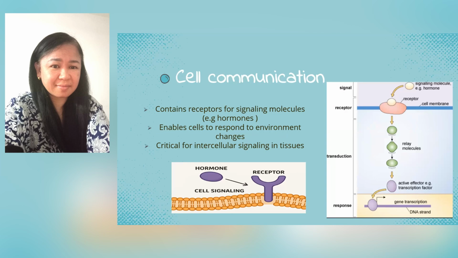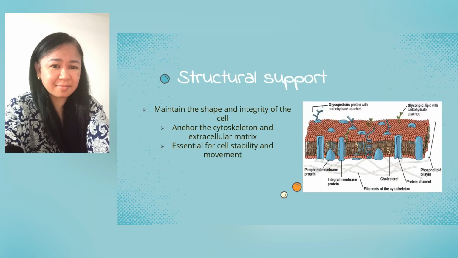As cell communication, the membrane contains receptors for signaling molecules such as hormones, enabling cells to respond to environmental changes and critical for intercellular signaling in tissue. As structural support, it maintains the shape and integrity of the cells, anchors the cytoskeleton and extracellular matrix, essential for cell stability and movement.